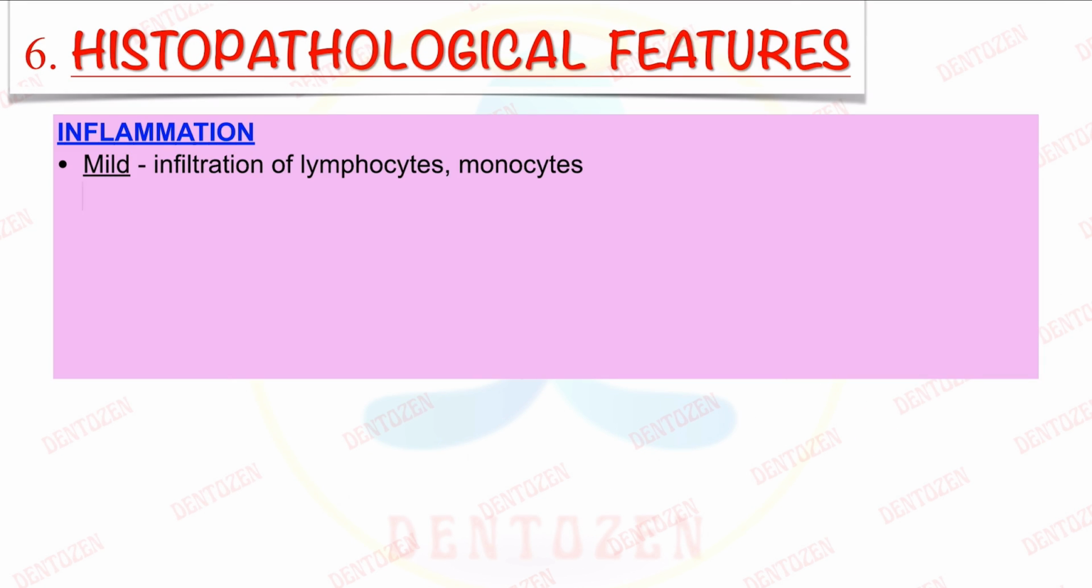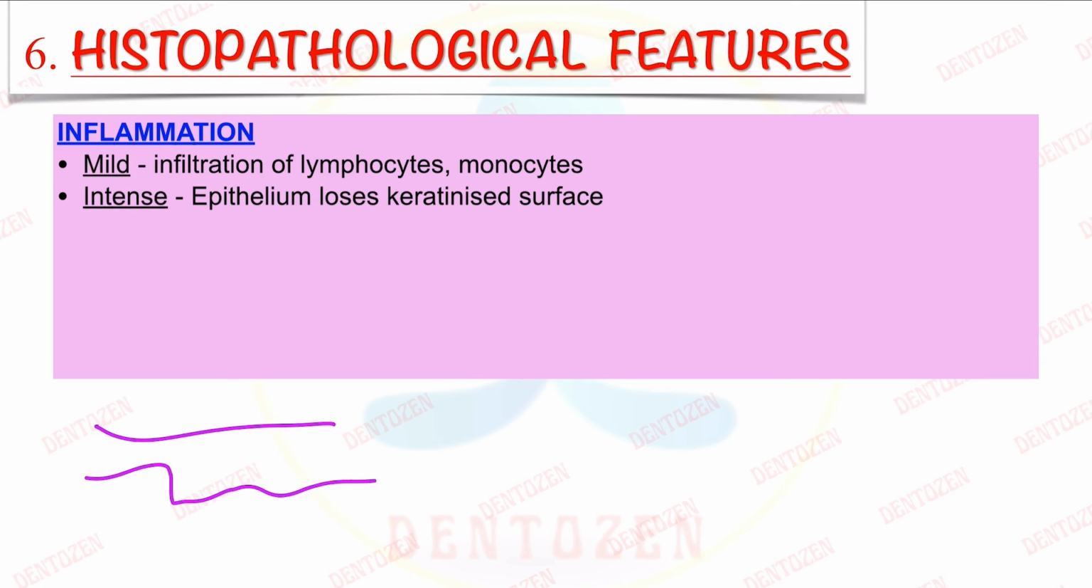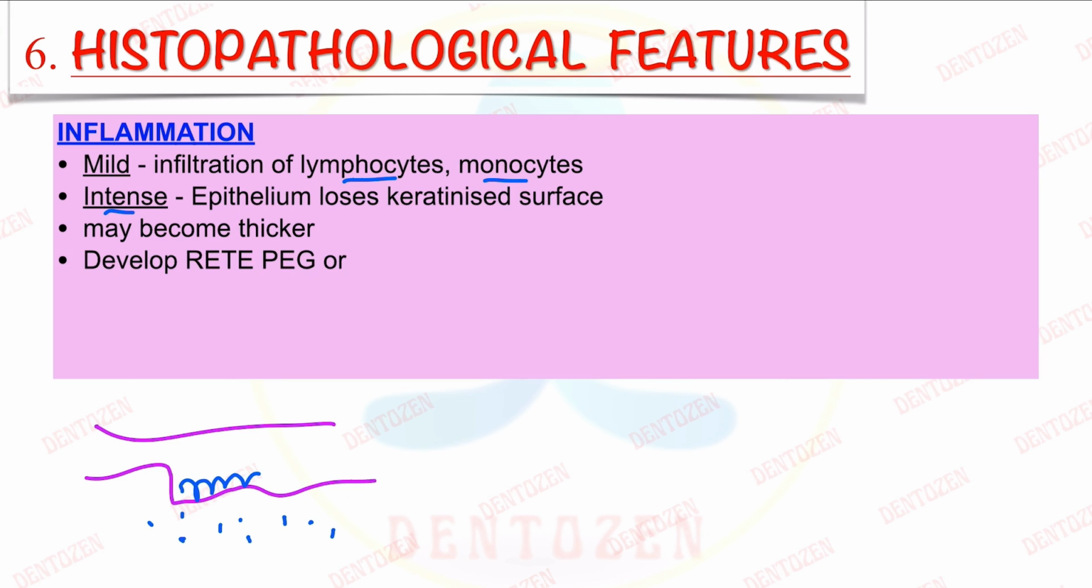If there is inflammation, if it is mild, you can see chronic inflammatory cells in the connective tissue wall, like lymphocytes and monocytes. And if it is intense, then the epithelium will lose its keratin. It will become thicker, cell growth will take place, and there will be development of rete apex, and even ulcerations on the surface of the epithelium, it may break down.